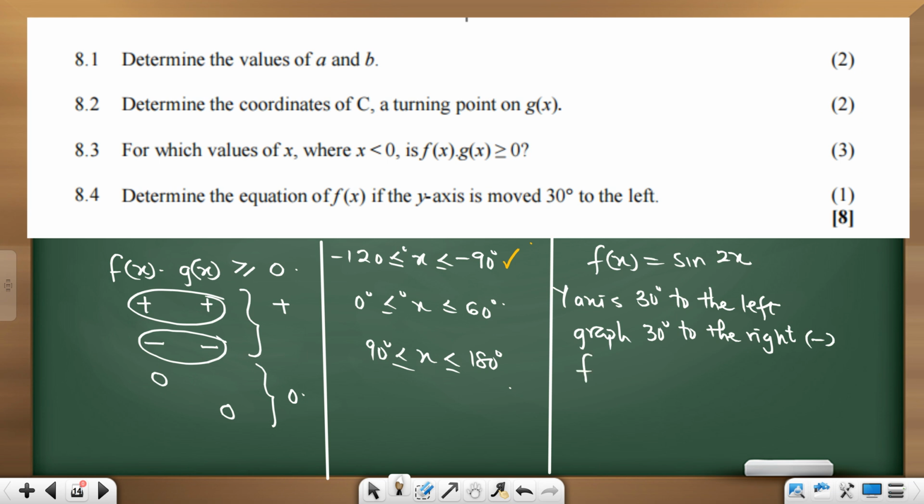So what are we going to write? F of x minus 30 will be equal to what? Sine 2. Please take note. I told you it must always be in the bracket. And it's not the 2, it's only the x. Please take note. The 2 stays outside. It's only the x.